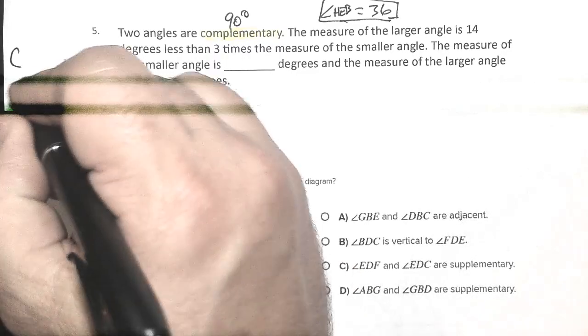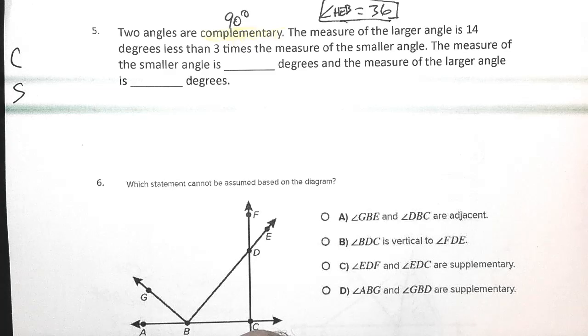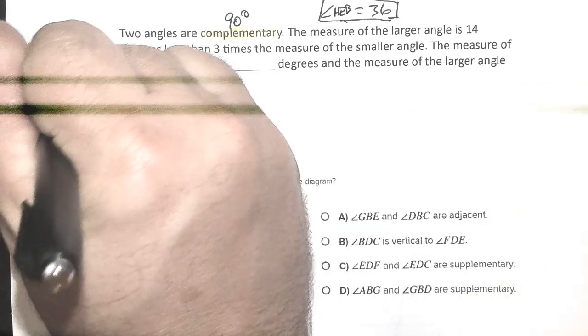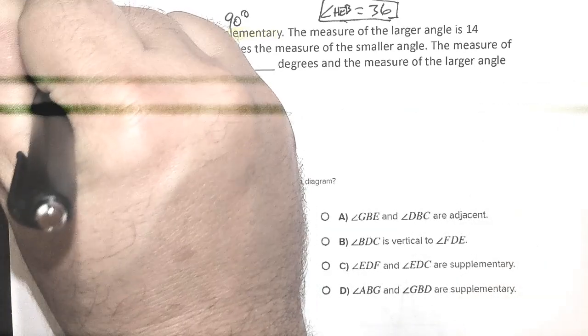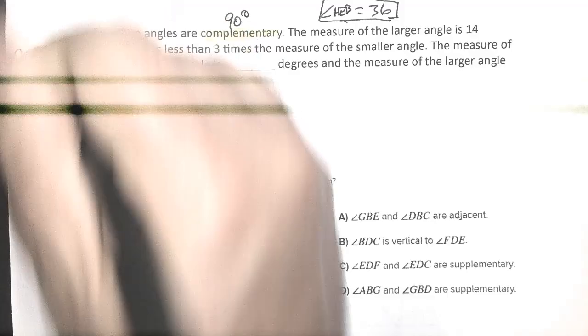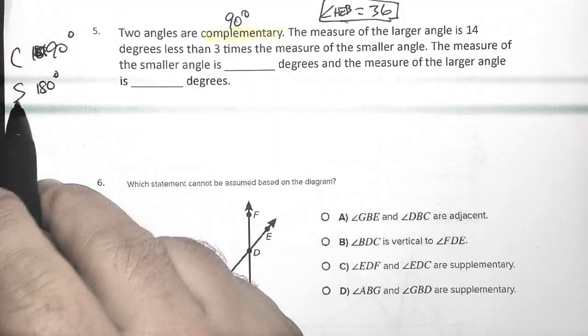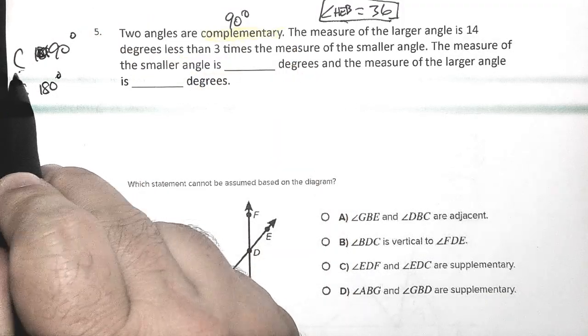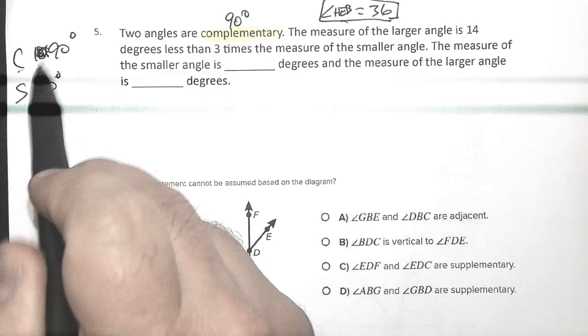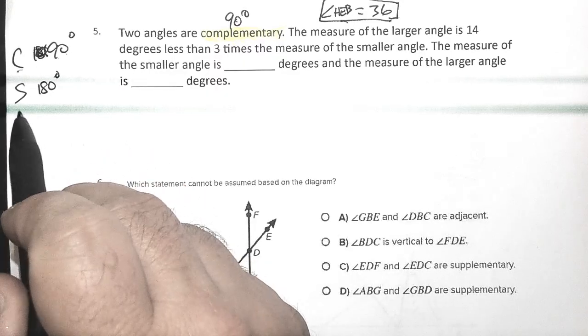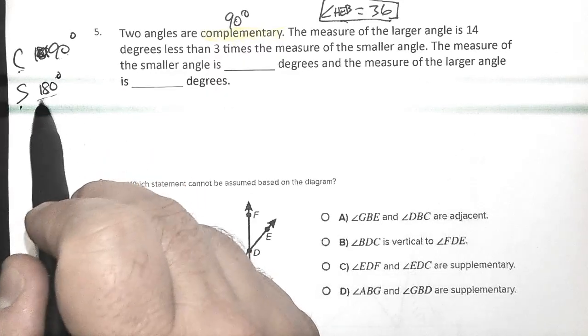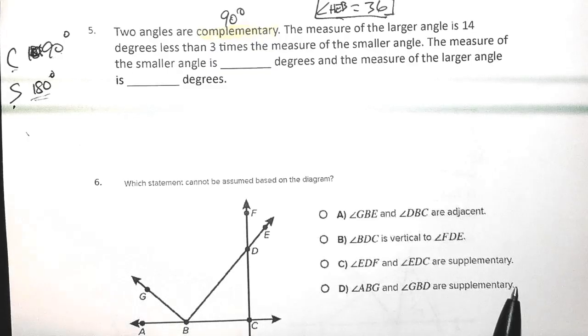Supplementary, that's the other word, starts with an S. It means 180. So C is earlier in the alphabet, so that's the lower number. C is complementary, that's 90. S is further in the alphabet, so that's the 180. Hopefully that helps you remember.